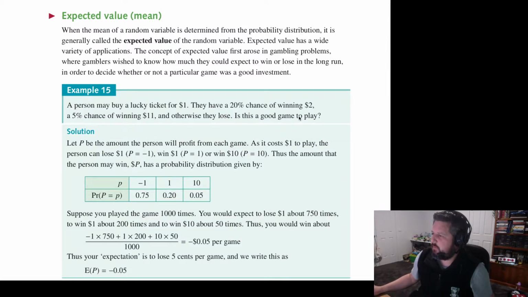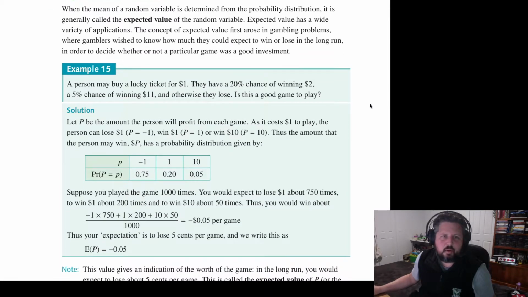So here is an example. It says here a person may buy a lucky ticket for $1. Cool, a lucky ticket. It says here they have a 20% chance of winning $2. They've got a 5% chance of winning $11, and otherwise they're going to lose. And the question is, you need to work out whether it's actually a good game to play. Now, in probability, when they're talking about whether it's a good game to play, the better games to play are the ones where you would win in the long run, rather than lose. So let's see whether it is a good game.